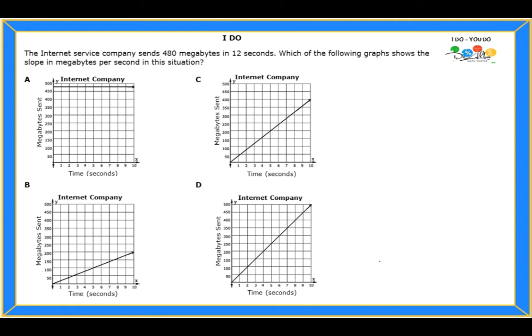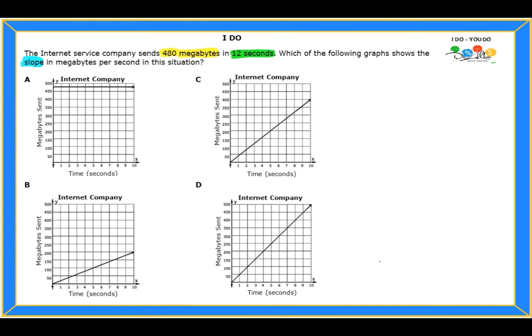So let's see what's happening here. Well, they're talking about an internet service company. And what is it that they do? They send you 480 megabytes in how fast? In 12 seconds, right? Okay. And the question is asking me which one of the graphs shows the slope of the megabytes per second in this situation. Okay. So let's see if we can go back and check on my X and Y axis.